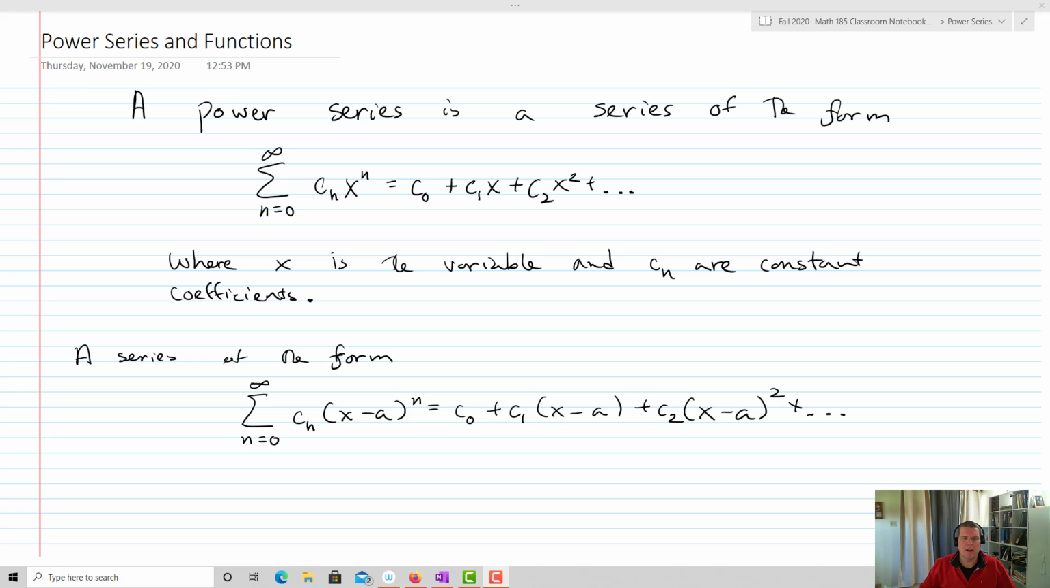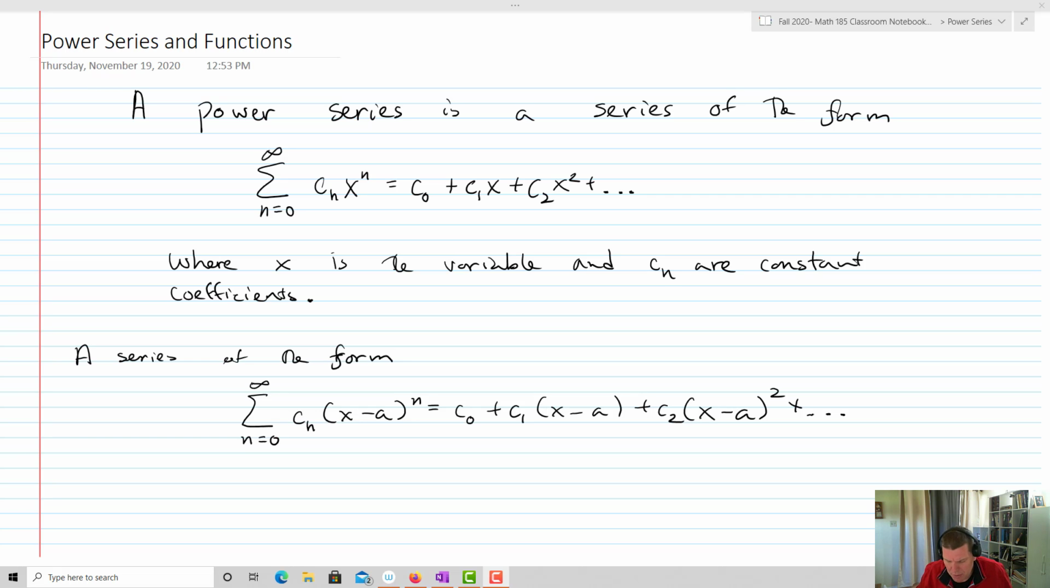They're polynomials. So a power series, if we look here, is a series of the form the sum from n equals 0 to infinity of Cn x to the n. And what that looks like in this case is C0 plus C1x plus C2x squared plus, and we just keep going ad infinitum, where x is the variable and Cn are the constant coefficients.